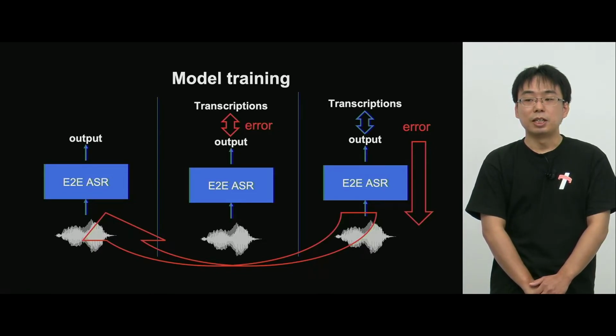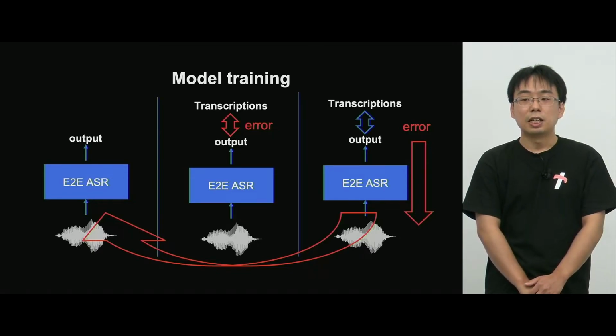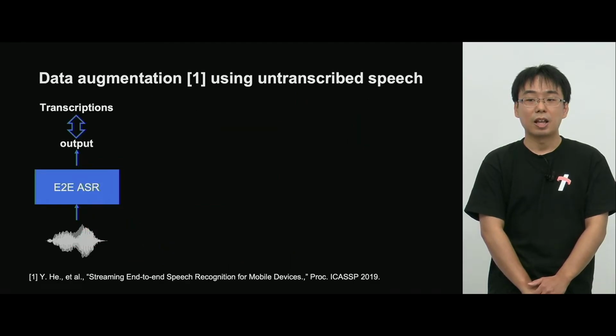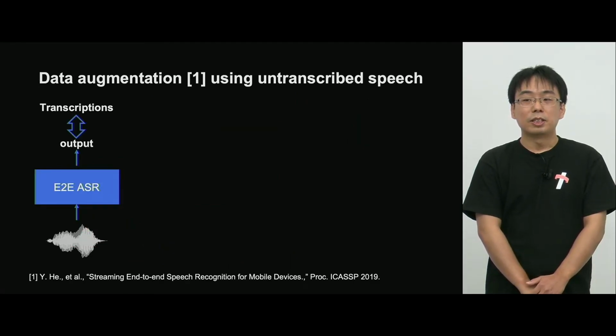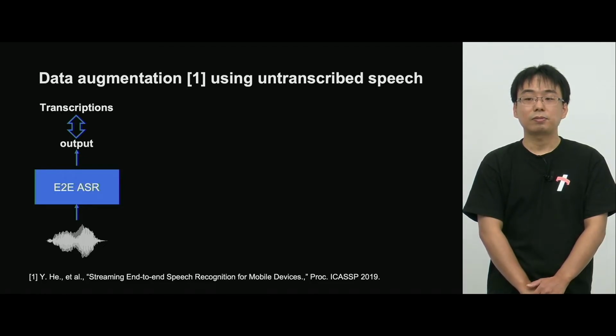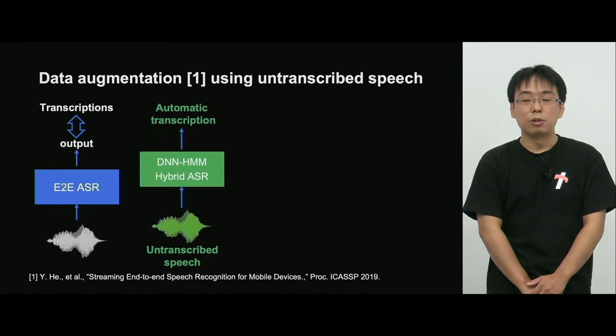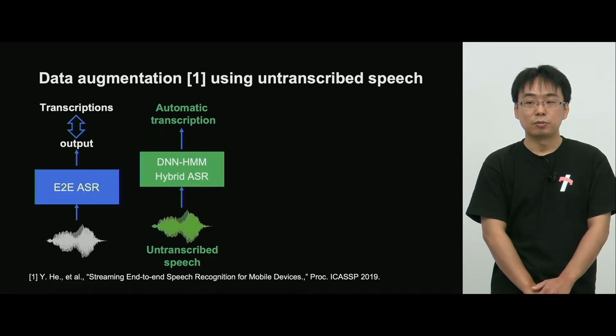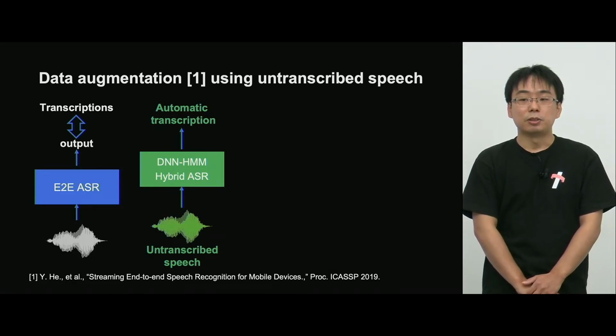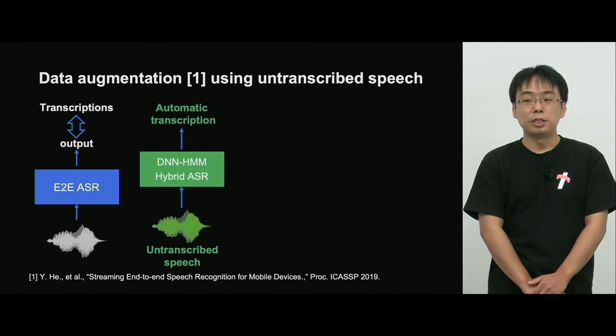So the speech recognition model training is performed in this way. Without the latest voice transcription, the model cannot output a buzzword. To solve it, we are studying a method using untranscribed speech. First, untranscribed speech is entered into the DNN HMM hybrid ASR, and we can get a pair of the voice data and the recognition result.